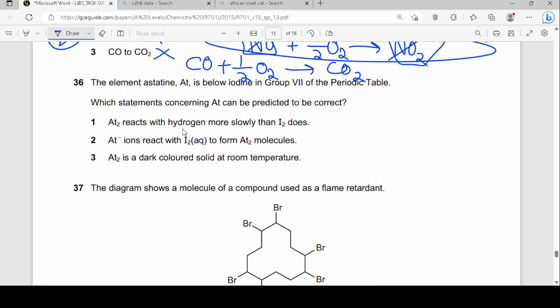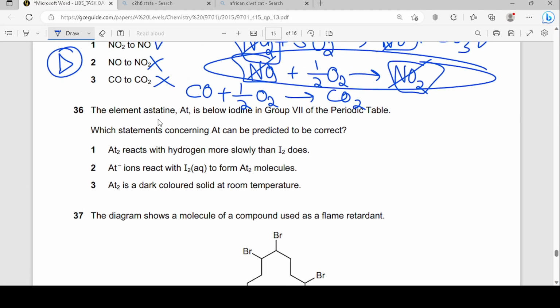The element astatine is below iodine. That's a nice thing. They wrote a question about astatine because we talk so much about fluorine, chlorine, bromine, iodine. People always forget about poor astatine. So good that they made a question about astatine. Anyways, the element astatine is below iodine in group 7 of the periodic table. Which statements concerning At can be predicted to be correct?